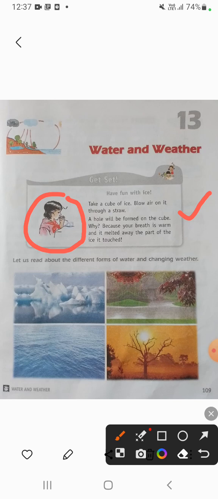Now let us read about the different forms of water and changing weather. Students, in this chapter we are going to discuss more about water, with its different forms, and weather. As you know, in our previous classes we have studied what happens when water is boiled and when water is cold. So in this chapter we are going to discuss the different forms of water and weather. Our first topic is water. Okay? So let's begin this topic.